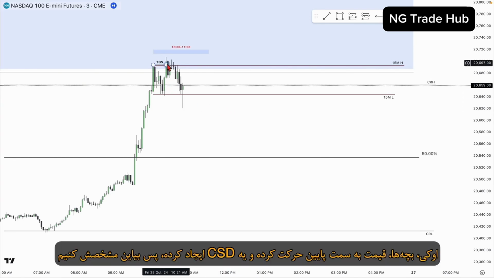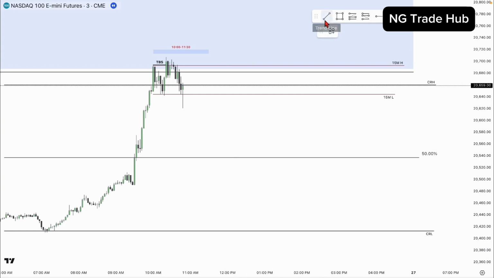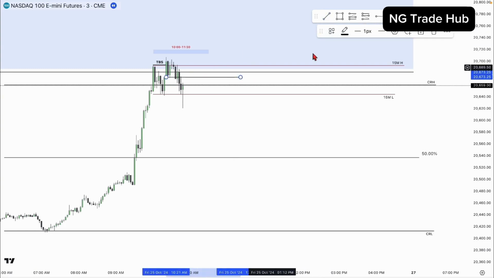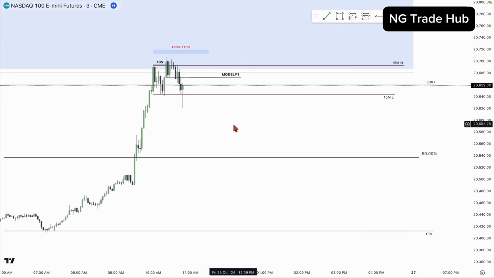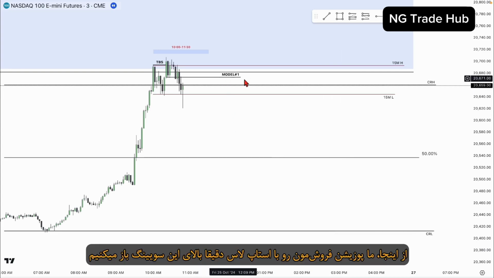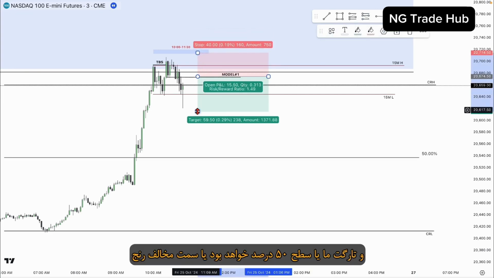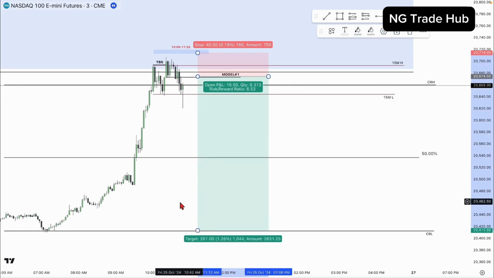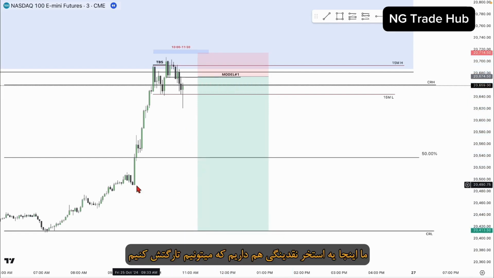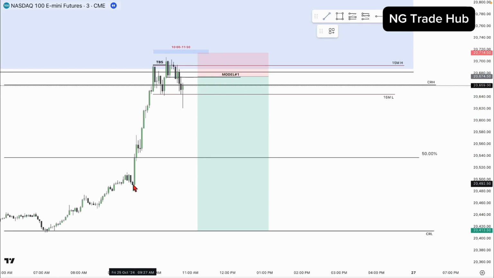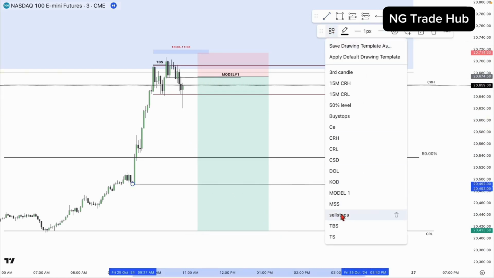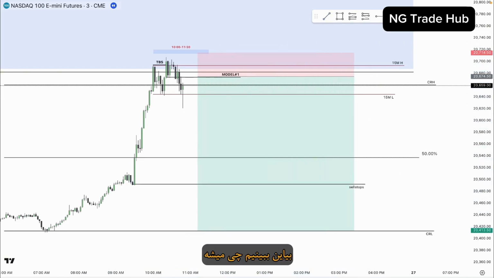Okay guys, the price has moved down and created a CSD, so let's mark it, and this is our entry model 1. From here, we will open our short position with a stop loss just above this swing, and we will target either the 50% level or the opposing end. We also have a liquidity pool here that we could target. Let's see how it plays out.